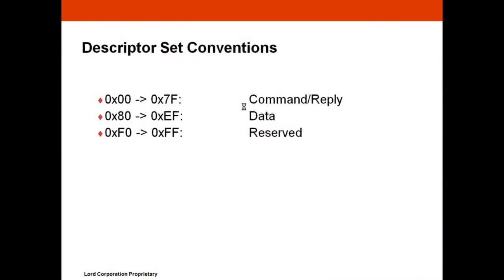The descriptor set conventions are the last piece of the MIP protocol. What this does is divide descriptor set values into the lower half and upper half so that you have commands and replies that are from 00 to hex 7F, and then you have the data from 0x80 to 0xEF. And then we have a reserve set for system commands at the very top.